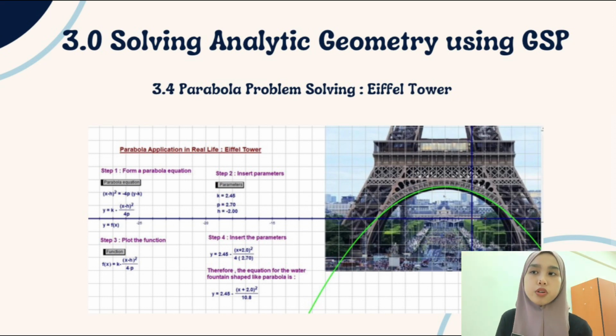The fourth problem solving is the Eiffel Tower. It is also the same. The bottom of the Eiffel Tower is shaped like a parabola. So first step, we form a parabola equation, which is y equals k minus (x minus h) squared over 4p. And then we insert the parameters until it's shaped like a parabola for the bottom of the Eiffel Tower.